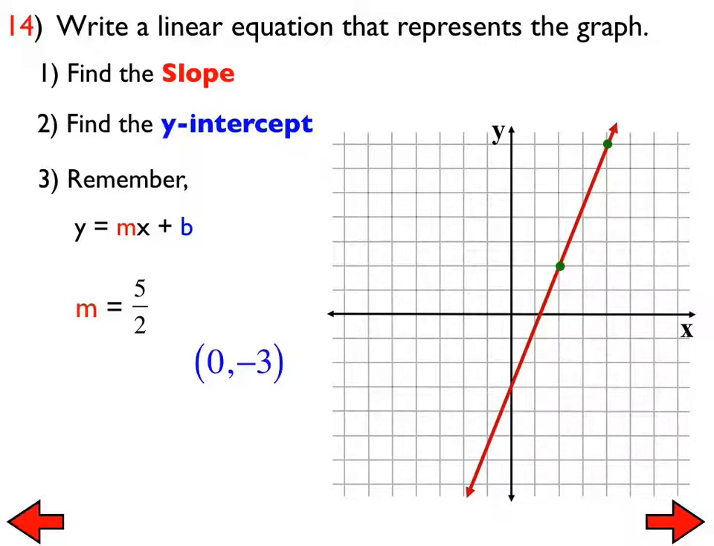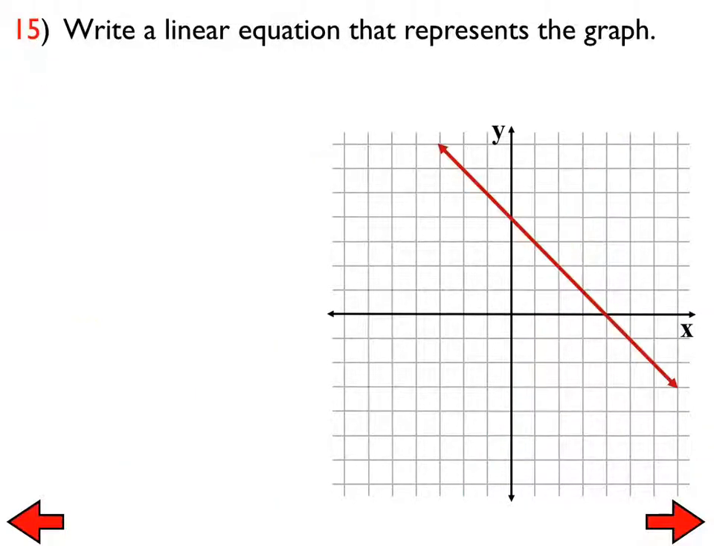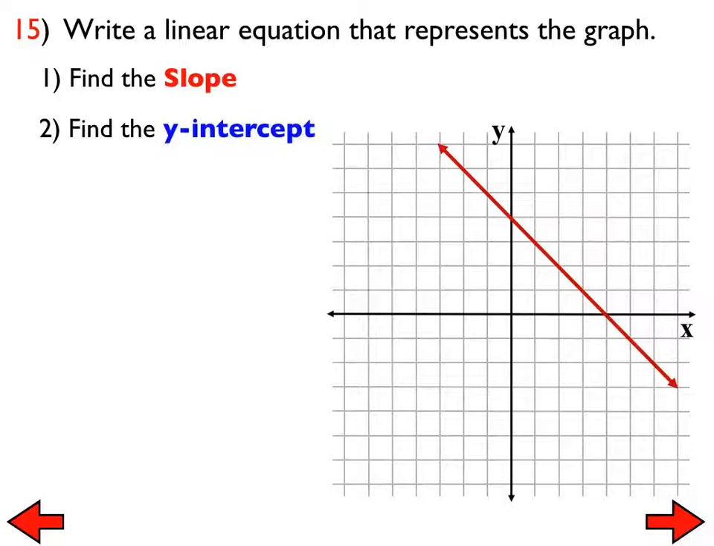The y-intercept is at (0, -3), which means b is negative 3. So I conclude that the linear equation is y equals 5/2 x minus 3. Number 15. Now this time you'll actually have to find two ordered pairs, but that's not that difficult.